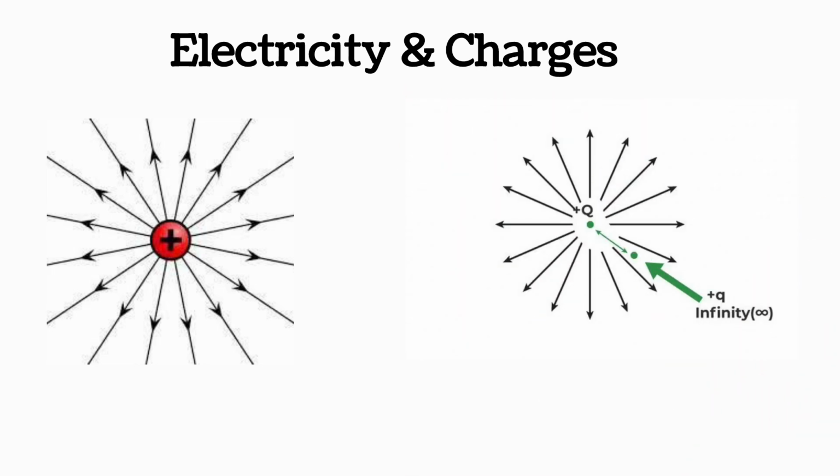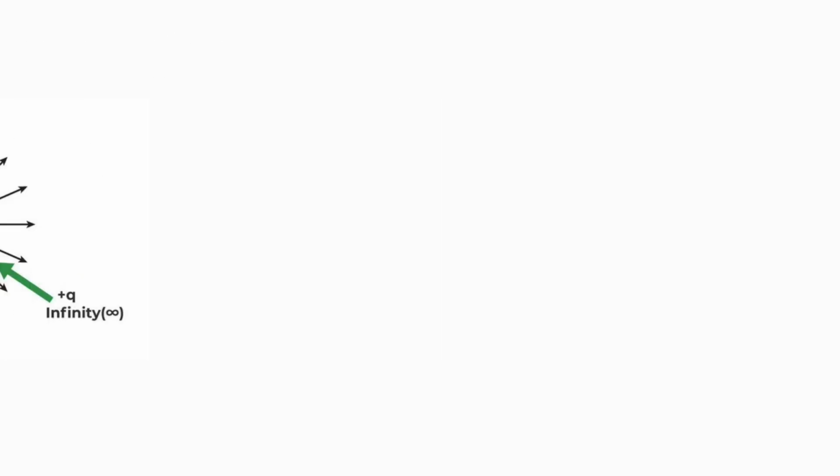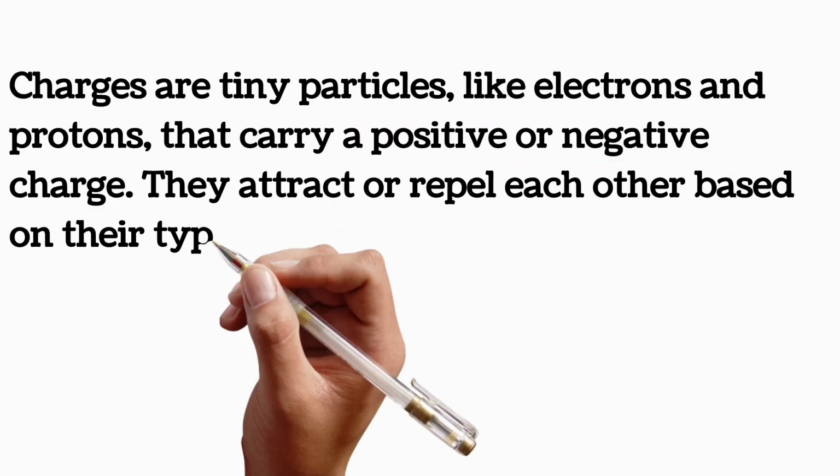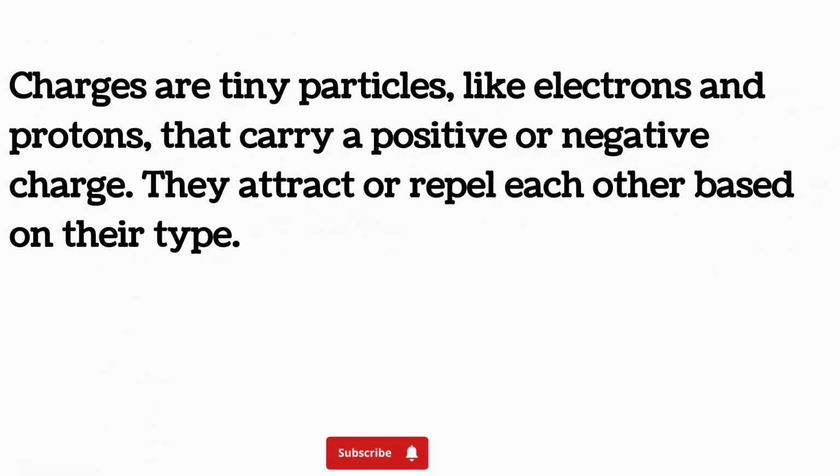So how can we say that the charges are the only conveying factors that are responsible for the flow of electricity in a conductor? So what are charges? Charges are tiny particles like electrons and protons. They carry a positive or negative charge. They attract or repel each other based on their type.